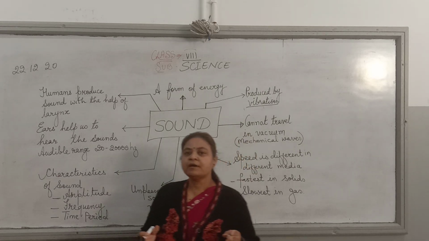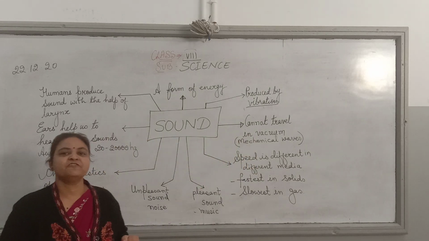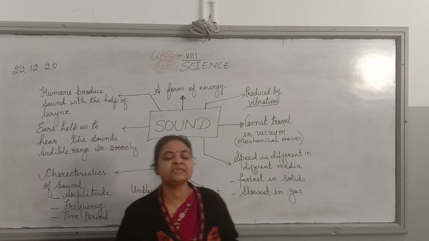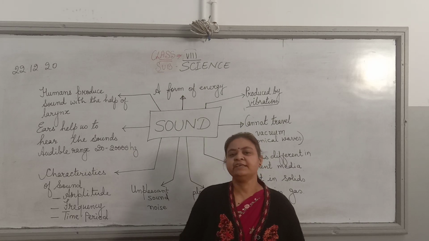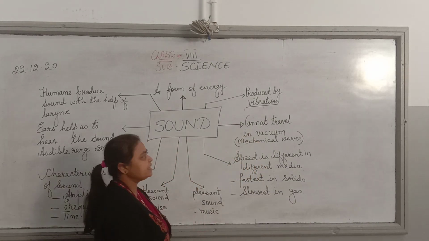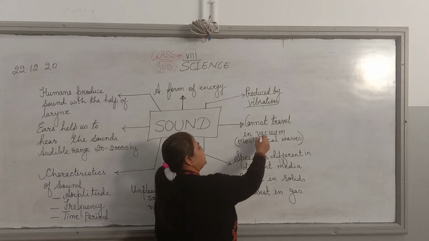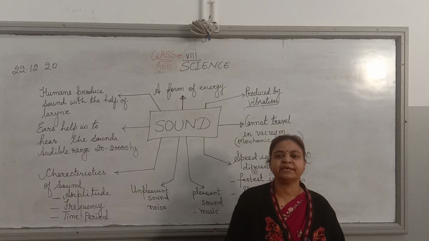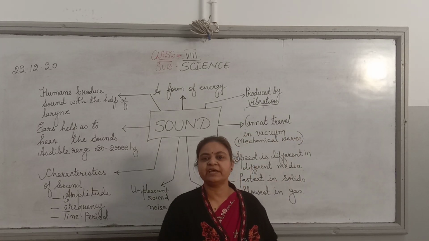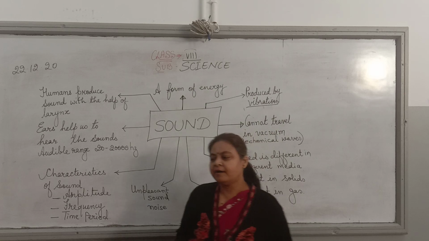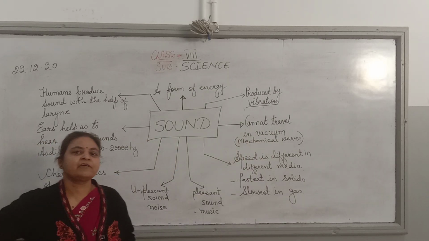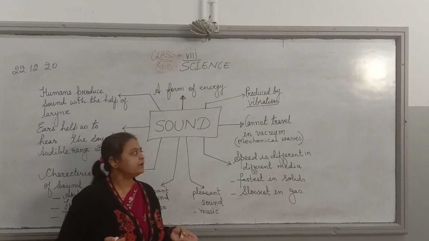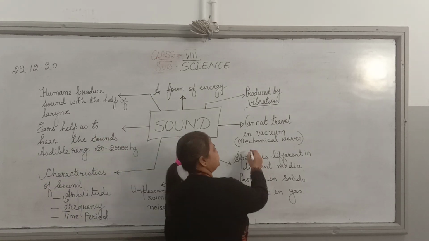Now, light travels at the speed of 3 lakh km per second. Sound also has a speed, but the speed of sound is much less than the speed of light. Sound cannot travel in vacuum. Vacuum is space where there is nothing, no molecules. Okay, so that is why we are not able to listen to supernova explosions or any other type of explosion in outer space. Right? Sound waves are mechanical waves.